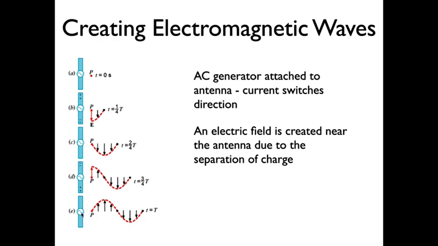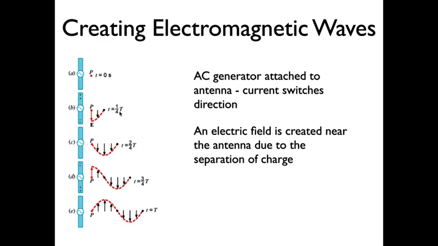Well, the alternating current generator is attached to this antenna. The current is switching direction periodically, and this electric field that's created propagates outward, and it turns out to propagate outward at the speed of light. This is how you make the electric portion of an electromagnetic wave. Now, we do so with a mechanical antenna, a piece of metal sticking up that we send an alternating current through. But you can also do it in many other ways.